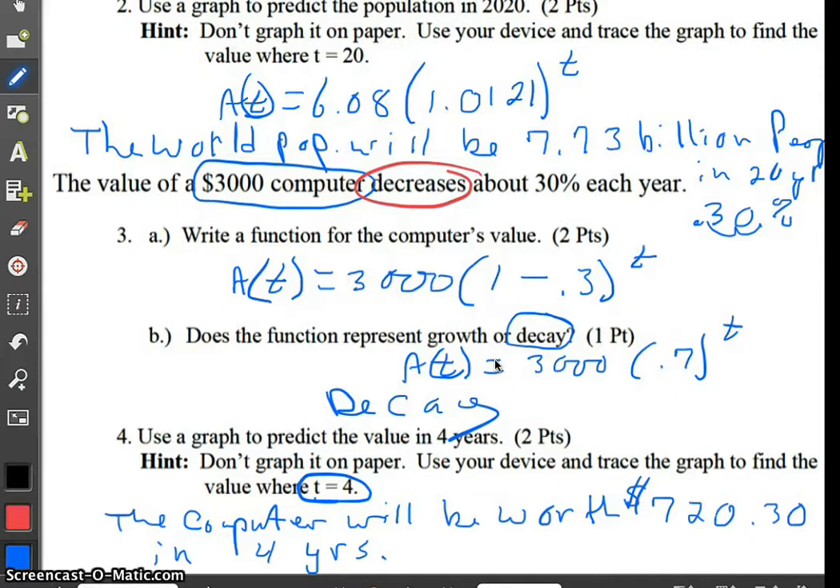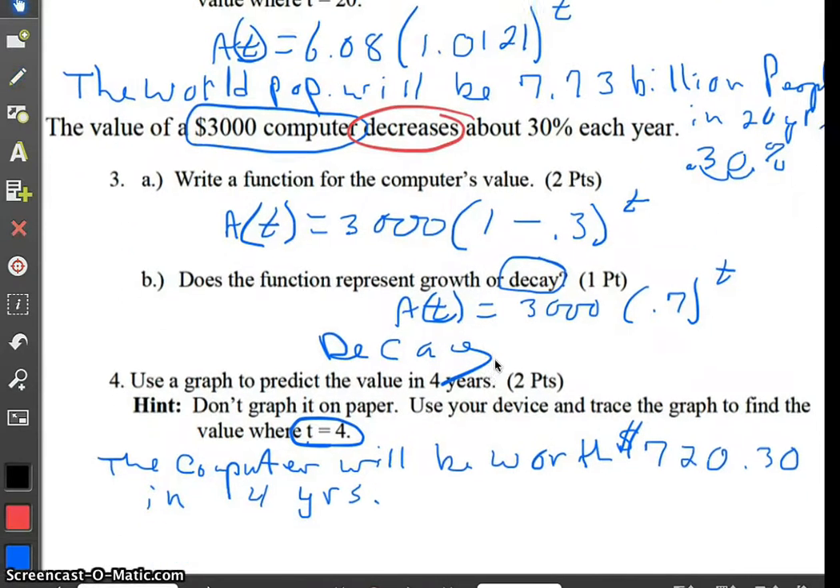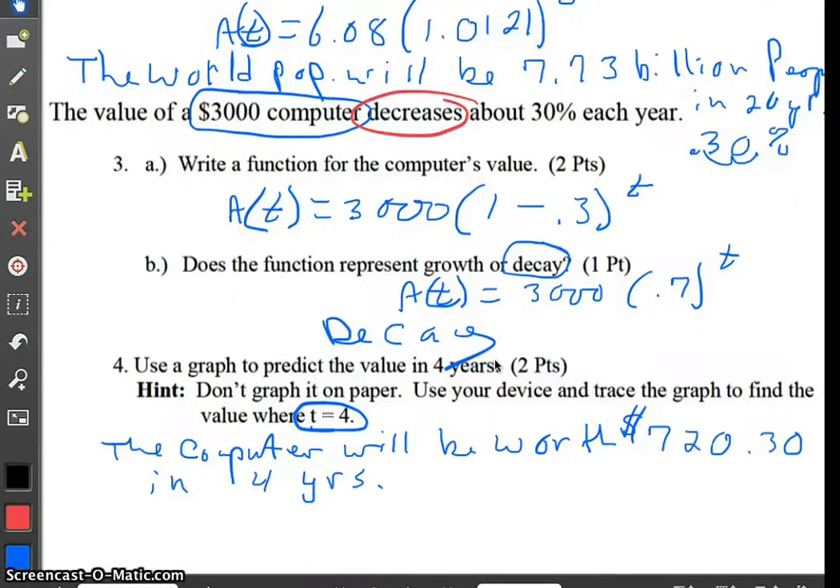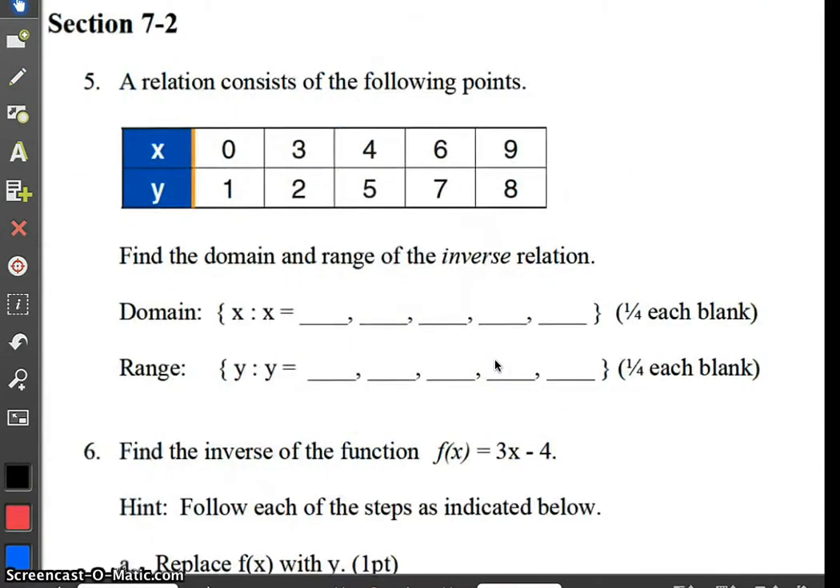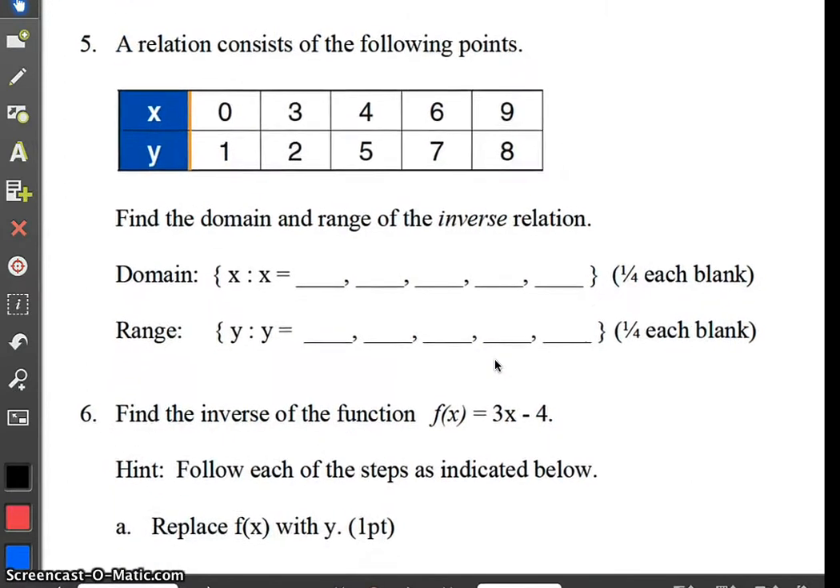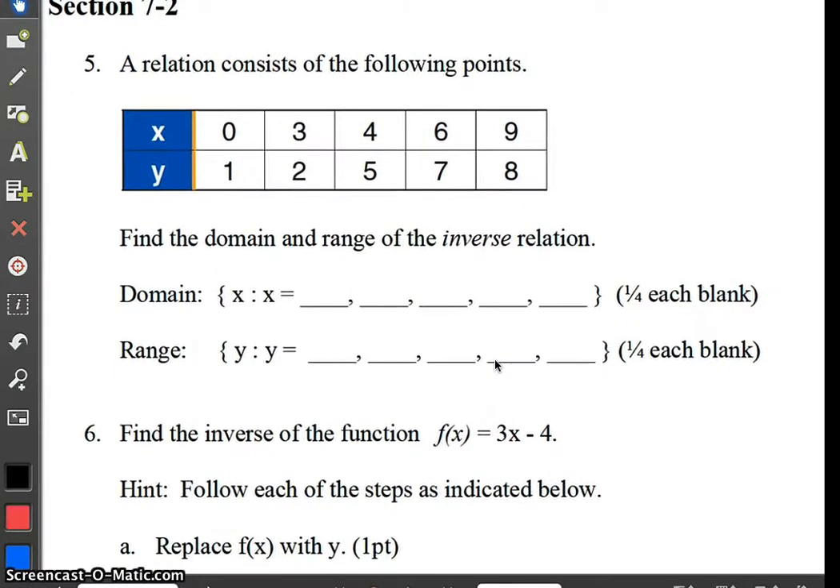Now, that was your first side of the quiz. So now let's go ahead and take a look at the second side. Looking at the second side here, it says a relation consists of the following. Here's my relation, here's my domain, here's my range. It says, what is my domain and range of the inverse? All you have to do is flip it.